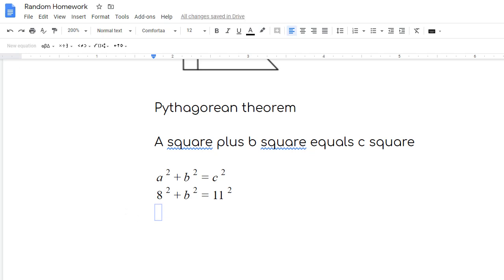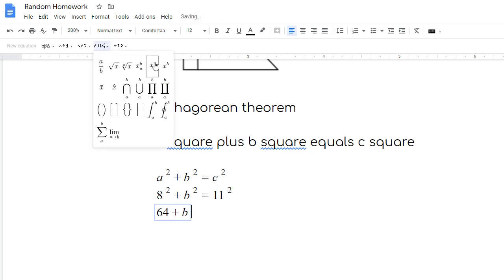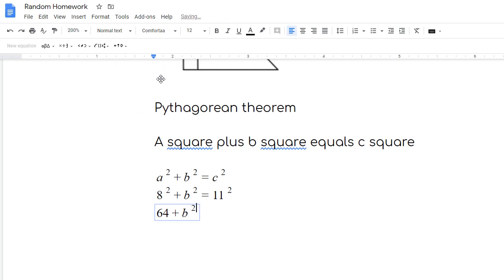And 8 squared would be 64, plus b squared is going to remain the same. So b, math operation, exponent, right arrow key, 2, right arrow key, equals 11 squared, that's going to be 121. Now click outside of the equation and make a new line, hit enter. So after this, I'm supposed to go ahead and solve for b squared. Okay, so I need to show that I'm going to take 121 and I need to subtract 64 from it.